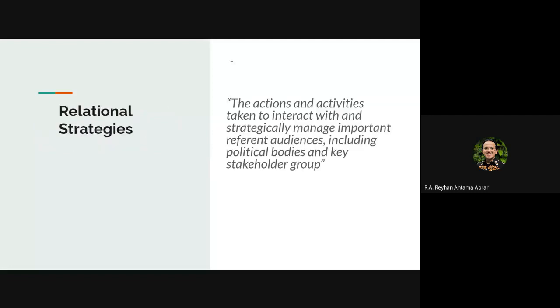The first one is a relational strategy, in which the actions and activities aim to make a relationship with political bodies and key stakeholder groups. This is mainly known in China as guanxi, building up a relationship with government or even non-government stakeholder groups. This is to cultivate interpersonal networks and social capital as substitutes for weak market structure and underdeveloped regulatory and legal infrastructure. Because the market and regulatory structure is very weak, building relationships can be found favorable in the emerging market context. So next one.